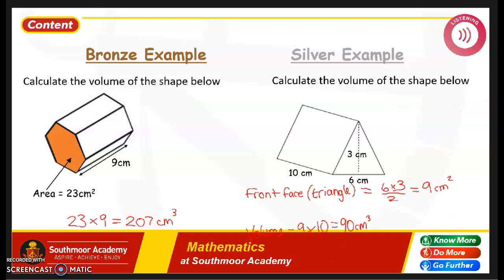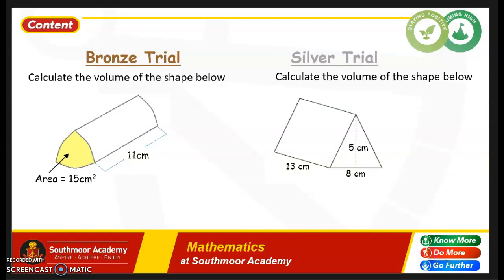So, here are your trial questions. Make sure you've got them copied down. Show your working out. Allow the students 5 or so minutes to have a go at these questions. Pause the video. I'm going to show you your answers now. The answers to your questions are coming up on the screen. For the first one, you've got 165 centimetres cubed. For the second one, 260 centimetres cubed. Make sure you correct that in green pen if you got it wrong.